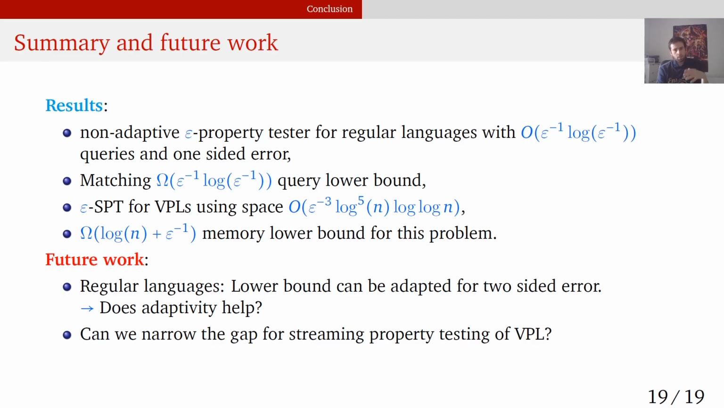On the other hand, the question is kind of the same for visibly pushdown languages. I find it hard to believe that this upper bound is optimal, so the question would be, can we improve this upper bound? And maybe the lower bound can also be improved. I believe the optimal should be something like log n to the something, divided by epsilon. So that's the other question.